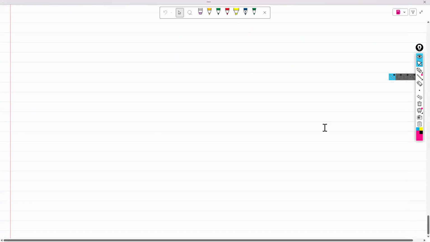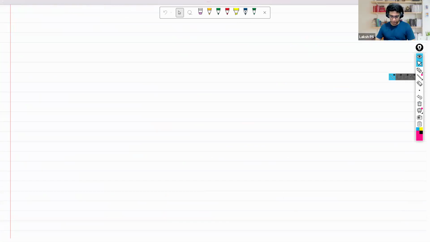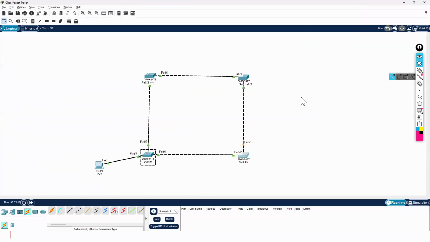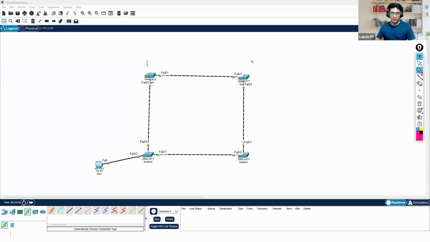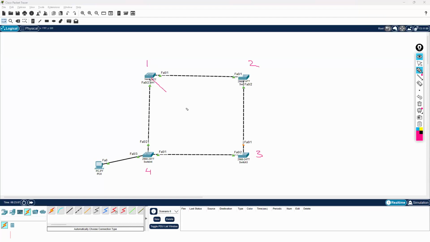If we connect in the middle, what will happen? In this image, if I connect this switch, switch 1, and the switch down on the right side, switch 4, so if we connect 1 and 4 now, how will the same process work? Let's check.